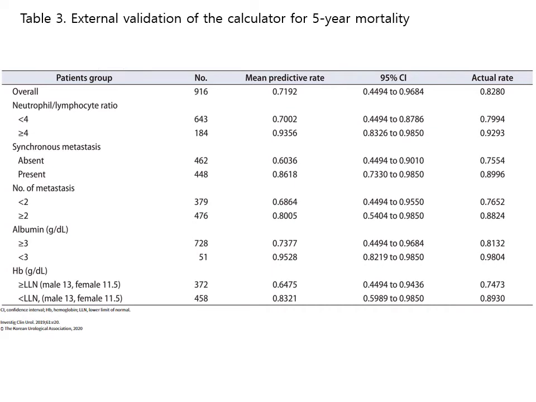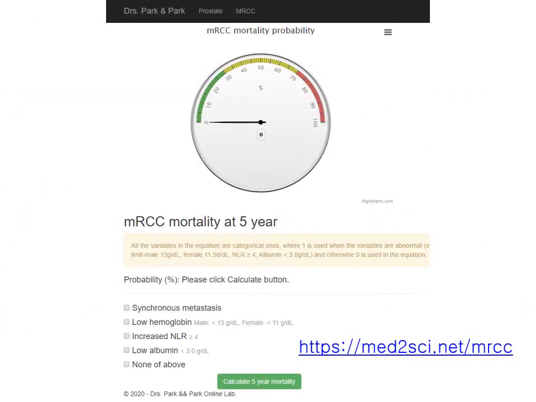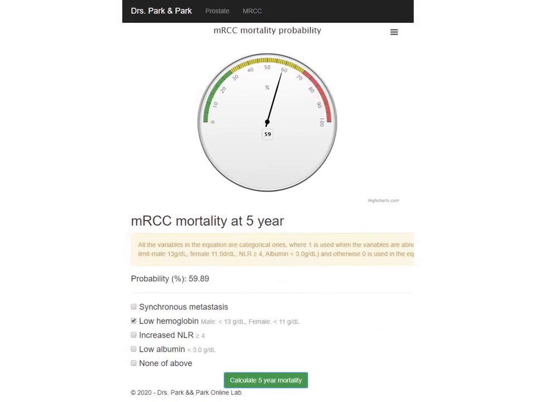This table demonstrates external validation of the calculator for 5-year mortality. Within each patient subgroup, there are similarities between the mean predictive rate and the actual rate. We created a clinical calculator for mRCC mortality at 5 years. This calculator is available on the website. If you click this link and select the significant variables, it shows us the 5-year mortality of the patient.